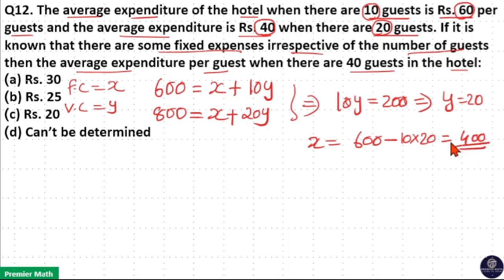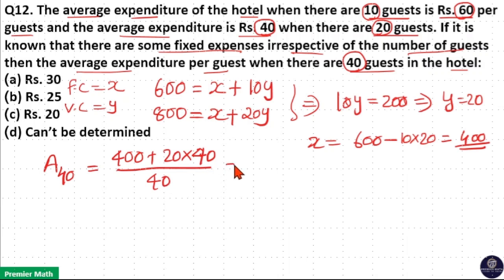So, X is equal to 400 and Y is equal to 20. Then, what is the average expenditure per guest when there are 40 guests? So, we have to find the average of 40, which is equal to fixed cost X, 400, plus variable cost Y, 20. There are 40 people.